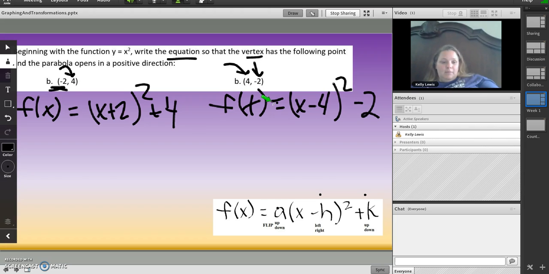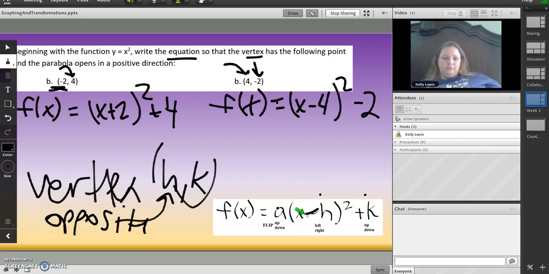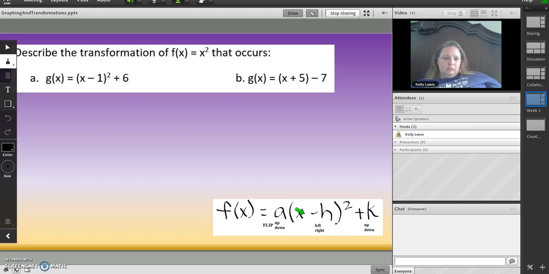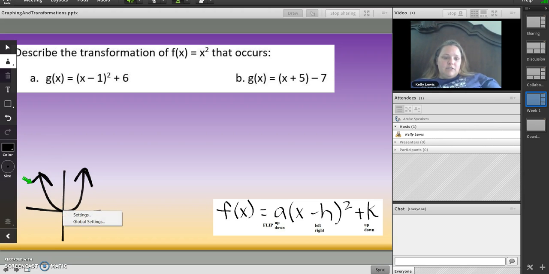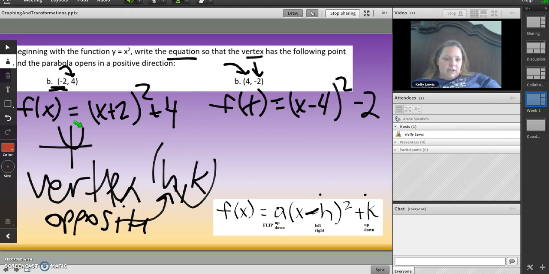For real, because the vertex is h. Okay. h is always opposite because he's negative. Right? The transformation. So the vertex tells you the original vertex, the original parent function looks like this. All right, and so this vertex is at (0, 0). Okay, over here, the vertex moved and was at, so the original guy was here, and the vertex moved and was at (-2, 4). So he was, I don't know, whatever, somewhere over here.